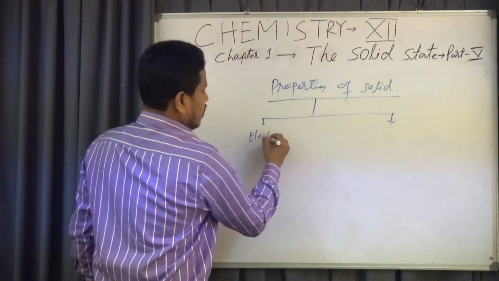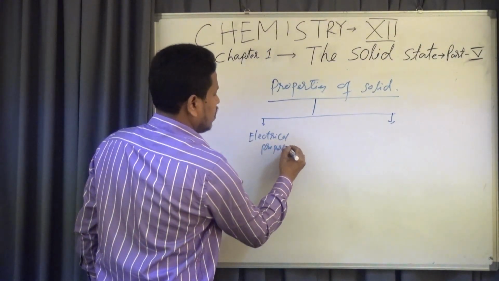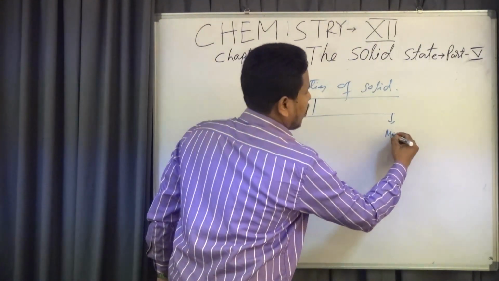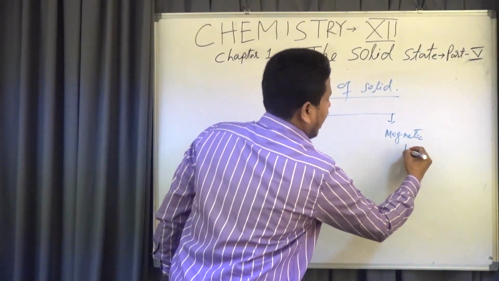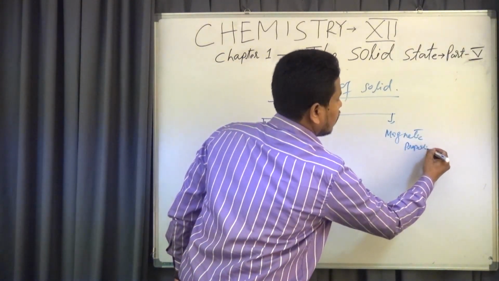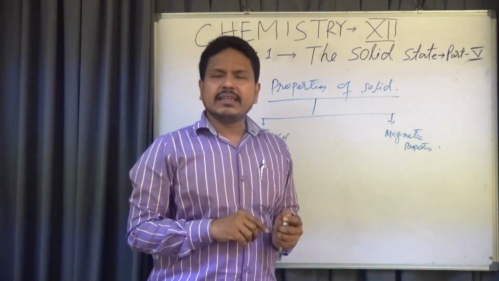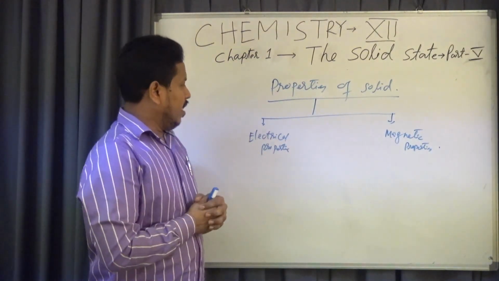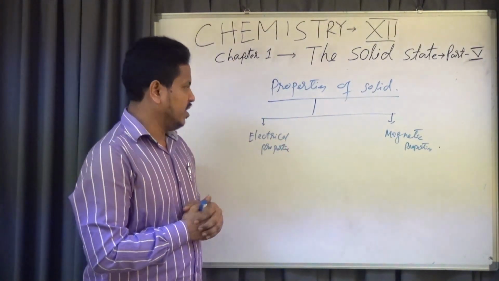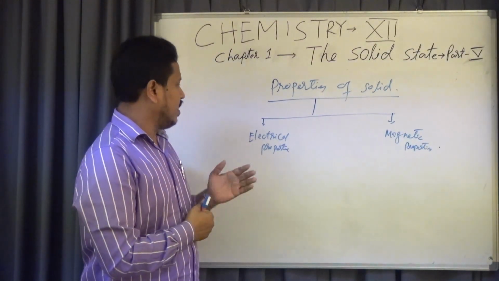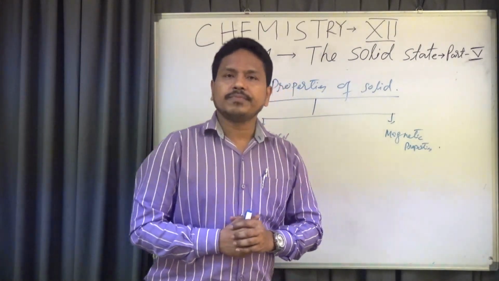Electrical properties and magnetic properties. This is the last part of the chapter. I will not discuss it in detail, briefly I am discussing. You should follow your reference book, NCERT book, etc. A short question may come from this particular topic. So properties of solids, generally electrical and magnetic properties, are important for solids.